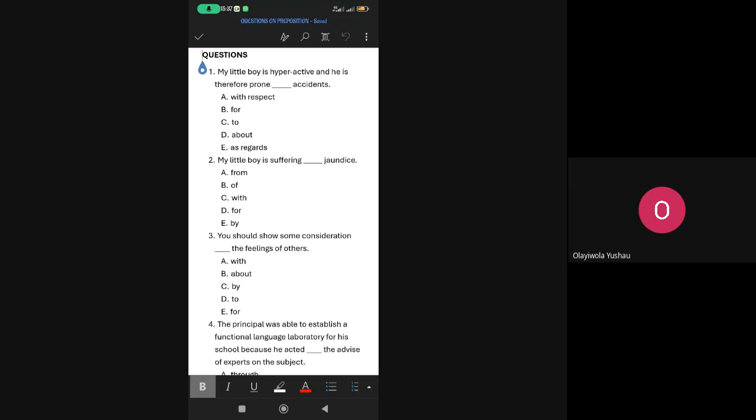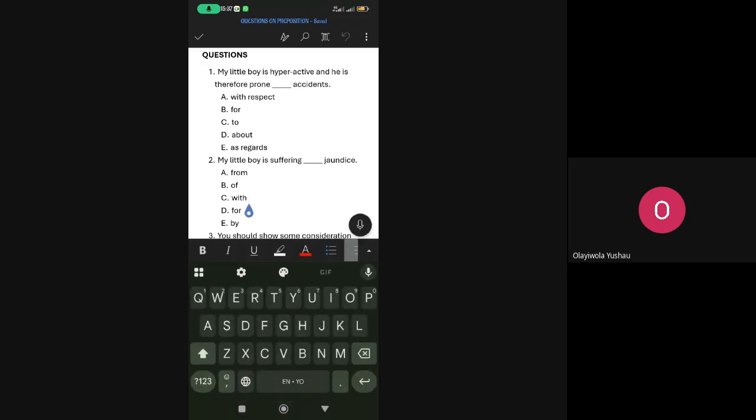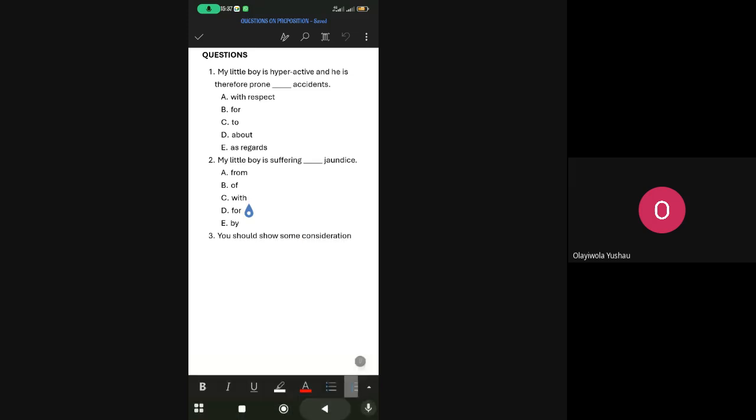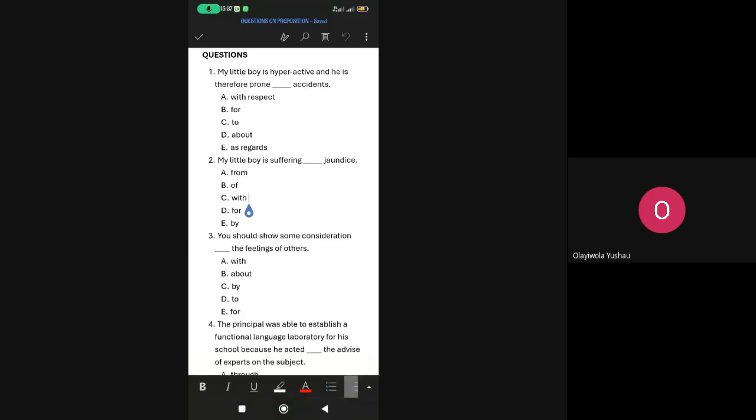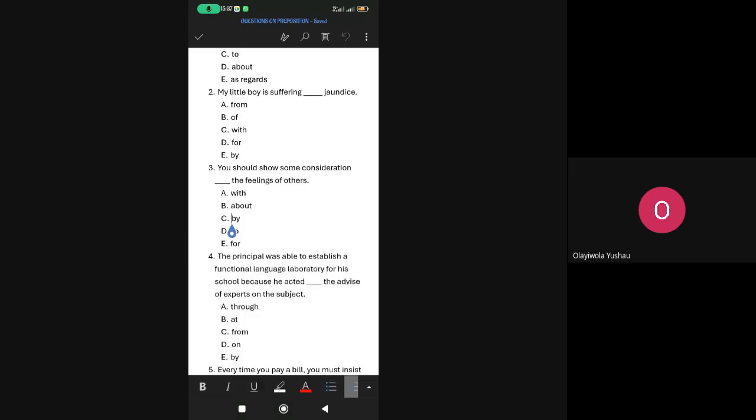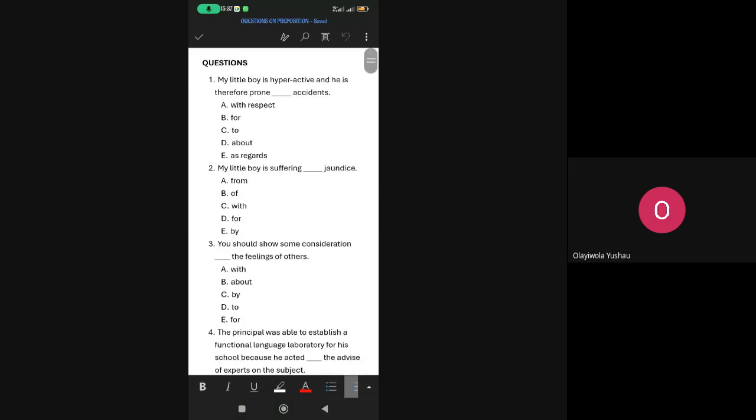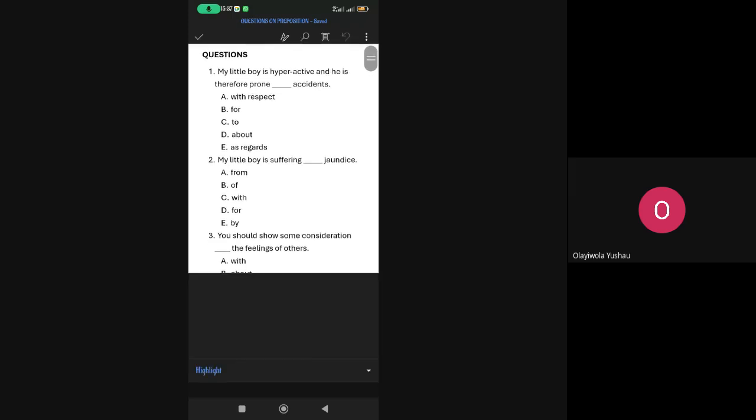My little boy is suffering dash jaundice. A, suffering from jaundice. B, suffering of jaundice. C, suffering with jaundice. D, suffering for jaundice. And E, suffering by jaundice. Which of these is correct? Is it suffering from, suffering of, suffering with, suffering for or suffering by? Suffering from. From. Suffering from jaundice.